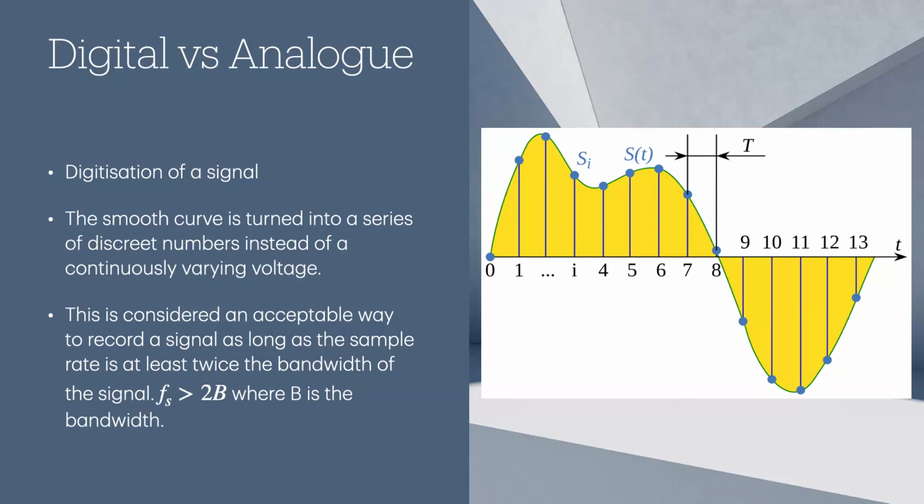Right. So that nice smooth voltage curve you see there is turned into a series of discrete numbers, and this is considered an acceptable record of the signal. This is the slightly complicated bit. As long as the sampling rate, the rate at which you sample the signal, is greater than twice the bandwidth of the signal. So if the bandwidth is 10 kilohertz, you would want a sampling rate faster than 20 kilohertz. In fact, considerably faster than that. This is known as the Nyquist limit, and it's something we live and die on with digitization. Right.